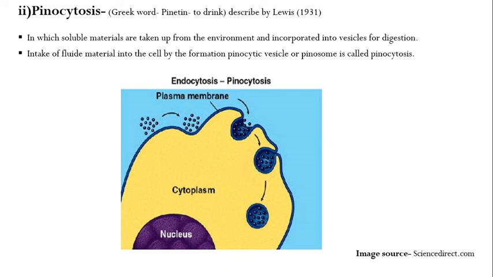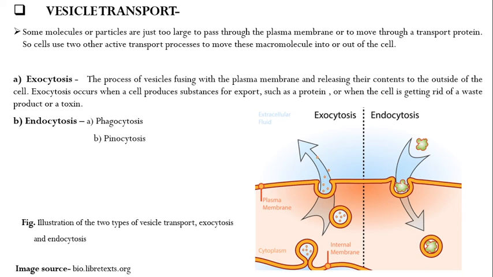Pinocytosis is a Greek word, meaning drinking cells. Let us revise once again. In vesicle transport, there are two types of transport systems: exocytosis and endocytosis. Exocytosis means exporting material out of the cell. In endocytosis, there are two types: phagocytosis and pinocytosis.